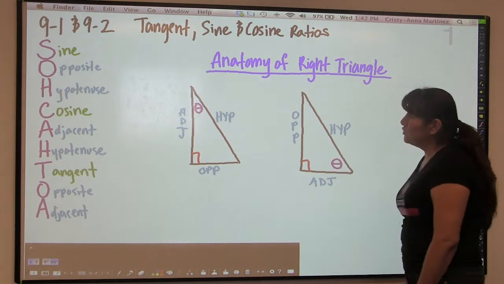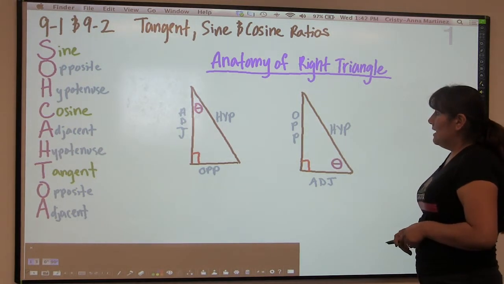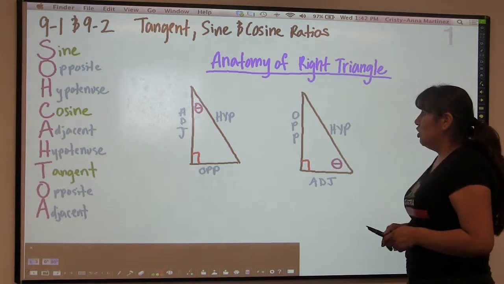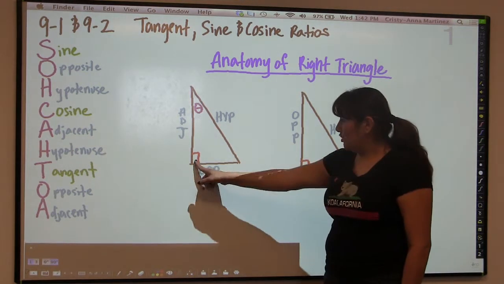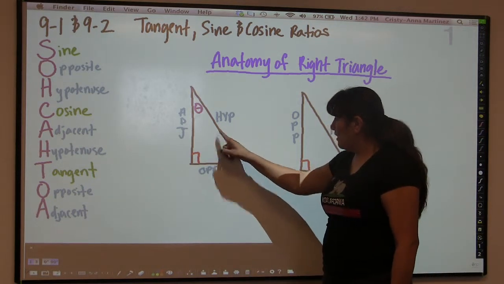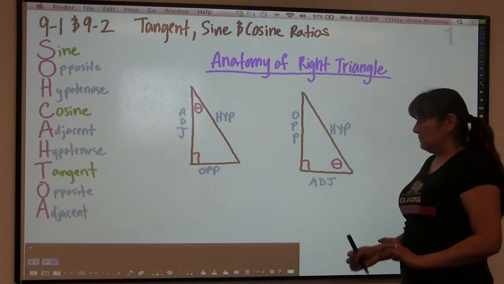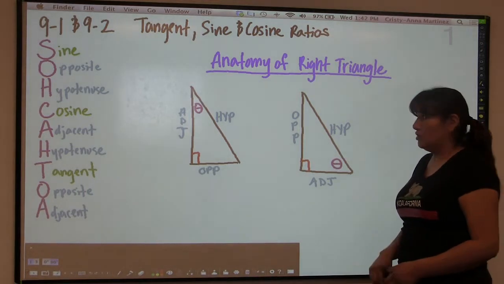All right. So, first thing I want to do here is talk to you a little bit about the anatomy of a right triangle. And we have two options here. So, we have two right triangles. We have the 90-degree angle marked. And the hypotenuse is always opposite the 90-degree angle. Always, always. However, the adjacent side and the opposite side kind of depend on which angle you're talking about.